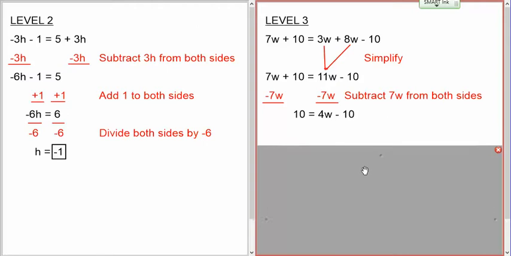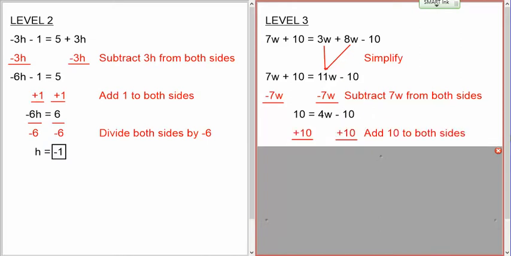Okay, that'll give me this: 10 equals 4w minus 6. 7w minus 7w is 0. 0 plus 10 is 10. Over here, I get 11w minus 7w is 4w, and I still have the minus 10. Okay, so now I've got all the variable part on the right, the 4w. I need to get rid of this -10.